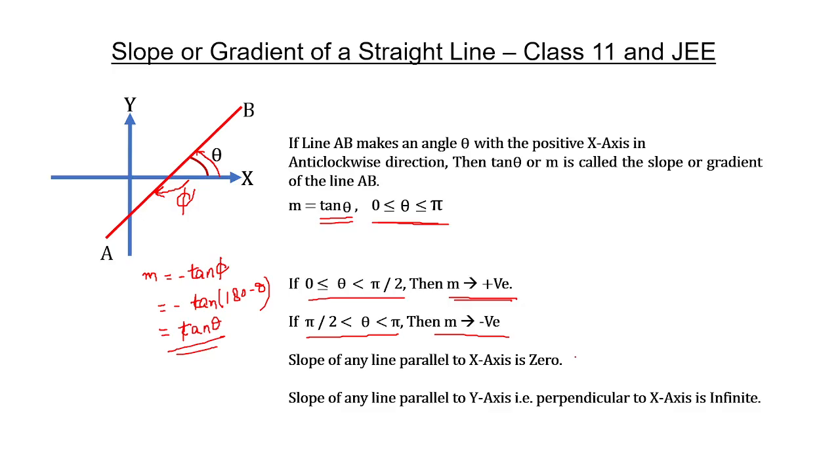Now suppose a line which is parallel to the x-axis. That line will make an angle of 0 degrees with the x-axis. So the slope of that line will be tan 0, which is equal to 0.